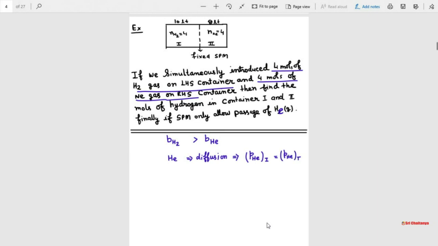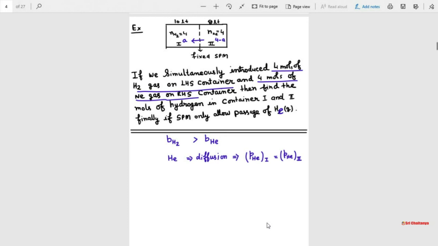In the first and second container, the partial pressure of helium gas will be equal, then it is possible. So now, suppose some amount of helium gas is passing from container 2 to container 1. Suppose the number of moles is A. So what is the number of moles of gas left behind? That will be 4 minus A.